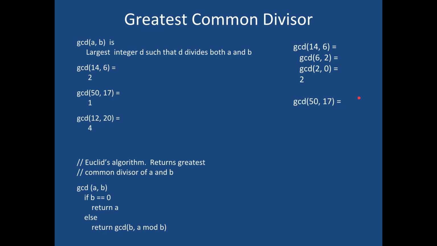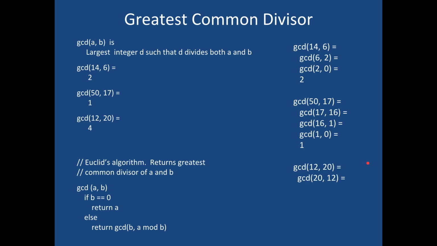So there you go. What about 50 and 17? Ooh, it's a little harder to do in your head, but anyway, it's the GCD of 17 and 16, which is going to be what? 16 and 1, modulus of 17 and 16. 17 mod 16 is 1. GCD, that's going to be 1 and 0, and so the answer is 1.